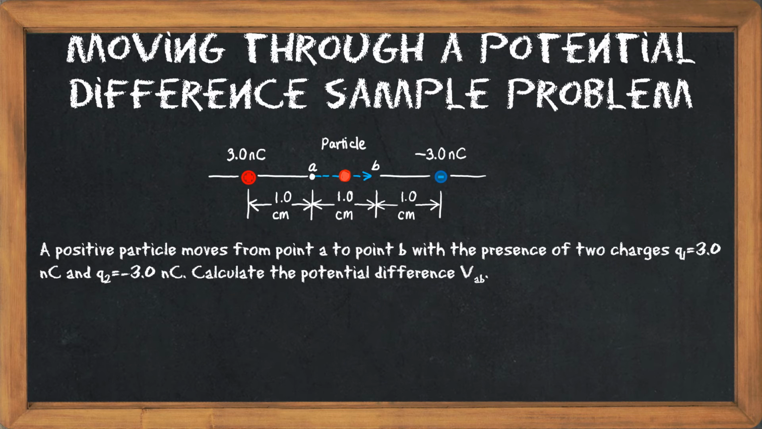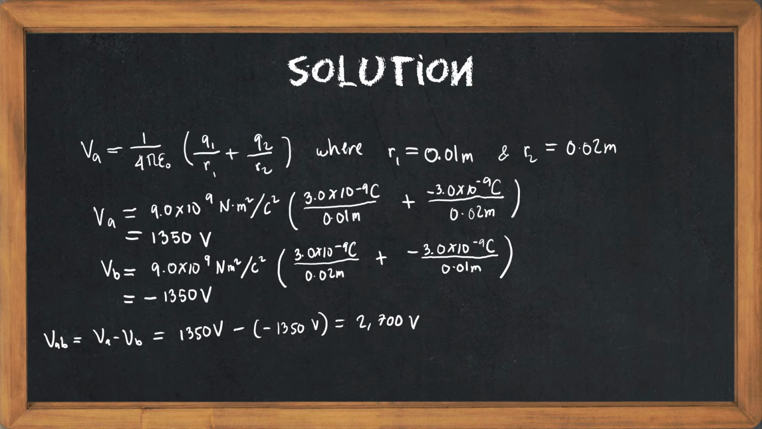Moving through a potential difference sample problem. A positive particle moves from point A to point B in the presence of two charges, Q1 equals 3.0 nanocoulombs and Q2 equals minus 3.0 nanocoulombs. Calculate the potential difference VAB. To calculate the potential difference VAB, we must first calculate the potential at point A and the potential at point B.